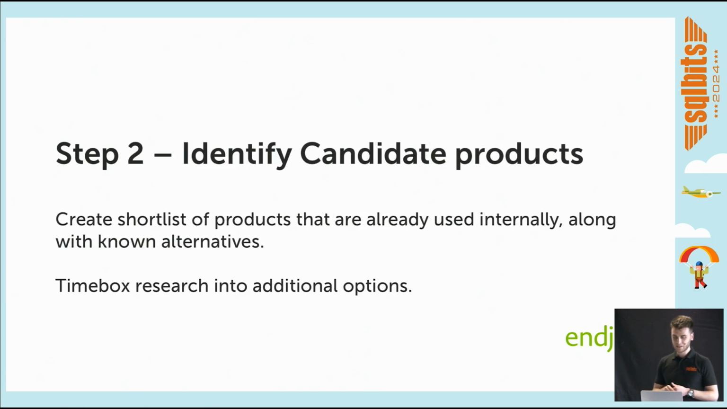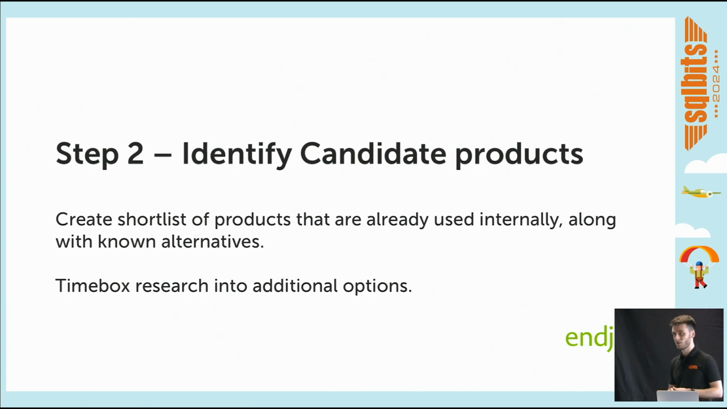Step 2, identify candidate products. Create a short list of products that are already used internally. That's a great start. Products or cloud services that are used internally. And then look at known alternatives as well. So if you're looking at Snowflake, think about Databricks. If you're looking at Fabric, think about Snowflake and Databricks. So you know alternatives that you're pretty sure are going to do the right thing, even though you don't know much about them. Consider those.